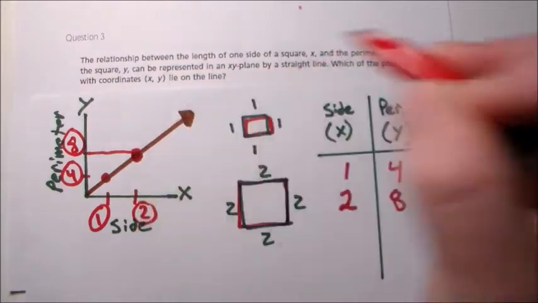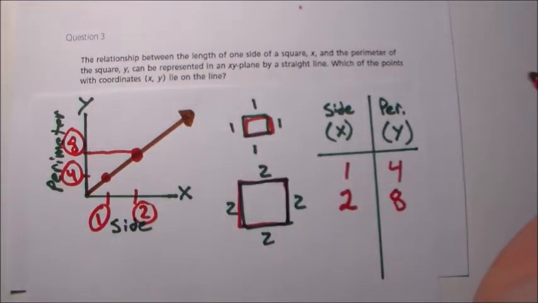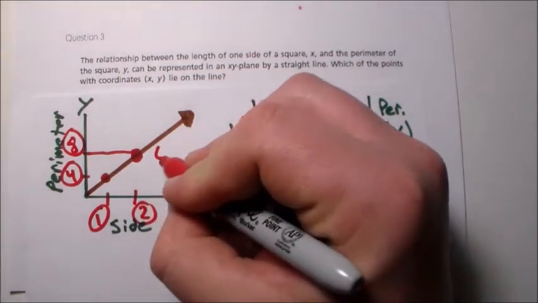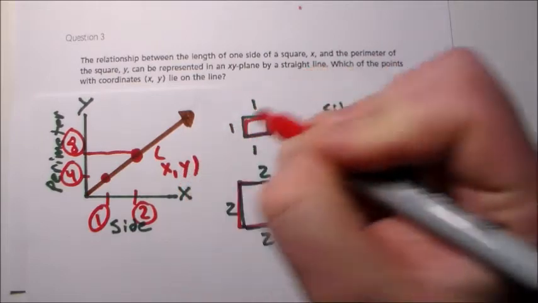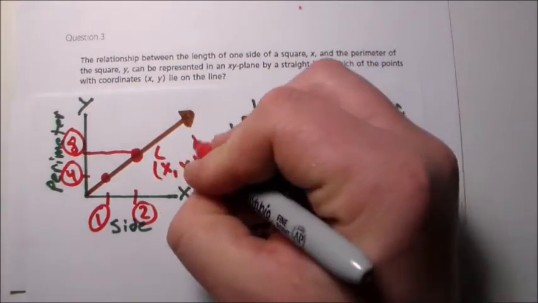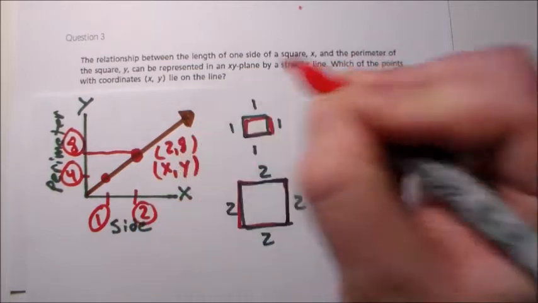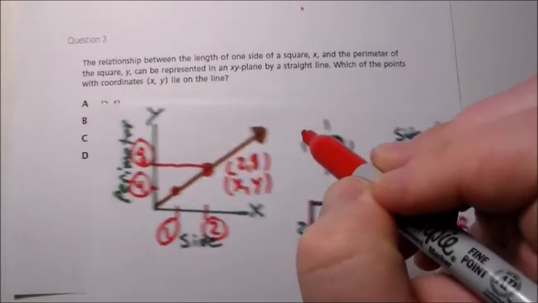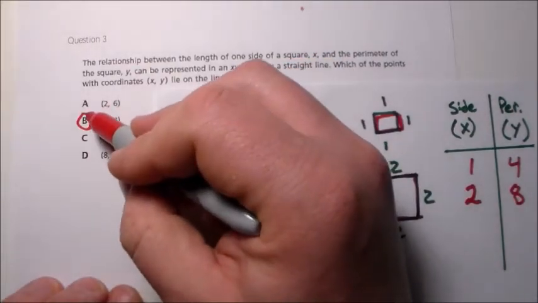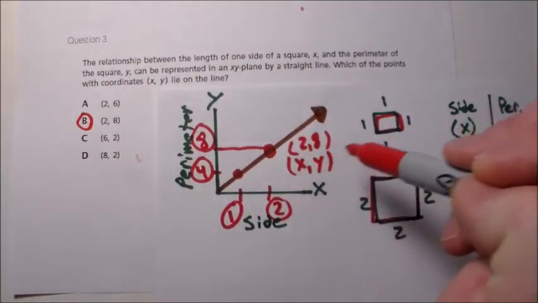What is this dot? What is that coordinate? That coordinate is in XY notation, right? Because we give coordinates in XY notation. That coordinate is x is 2 and y is 8. So that's your answer. X is 2, y is 8. Your coordinate of (2, 8) works.